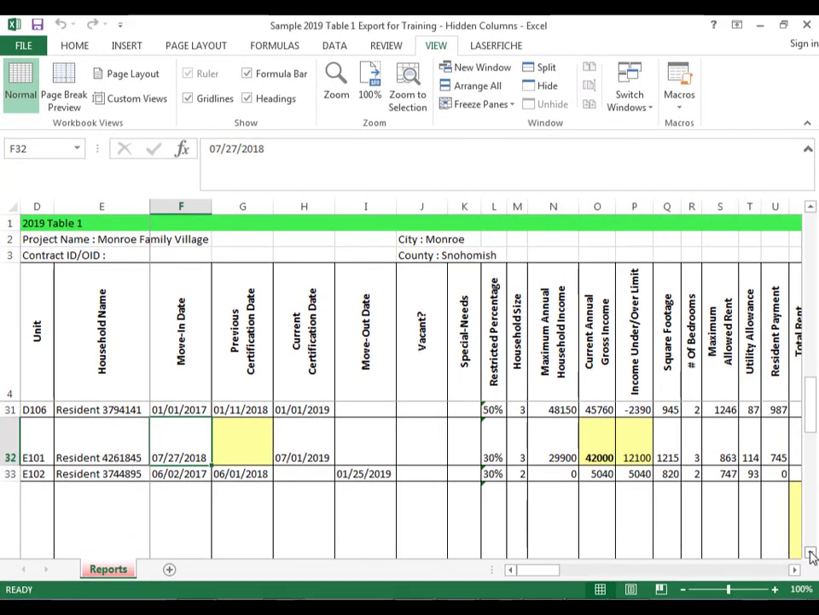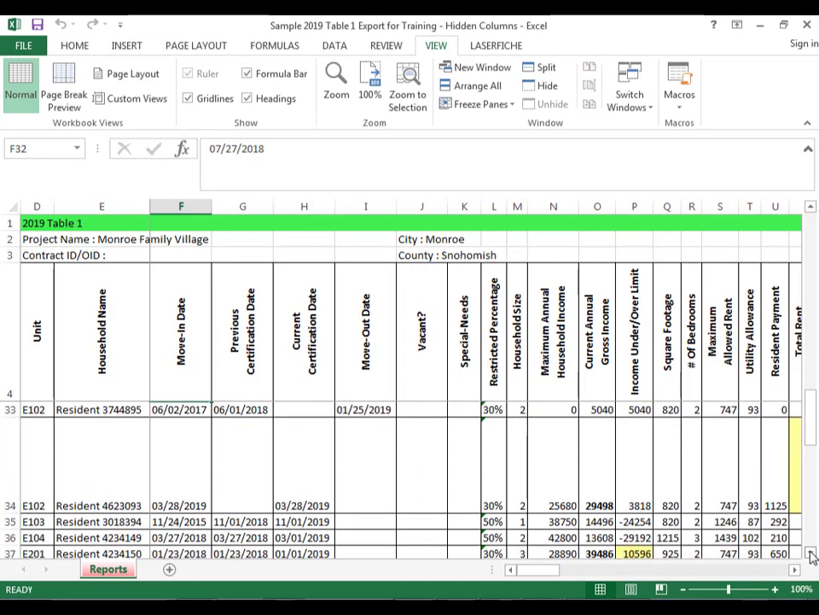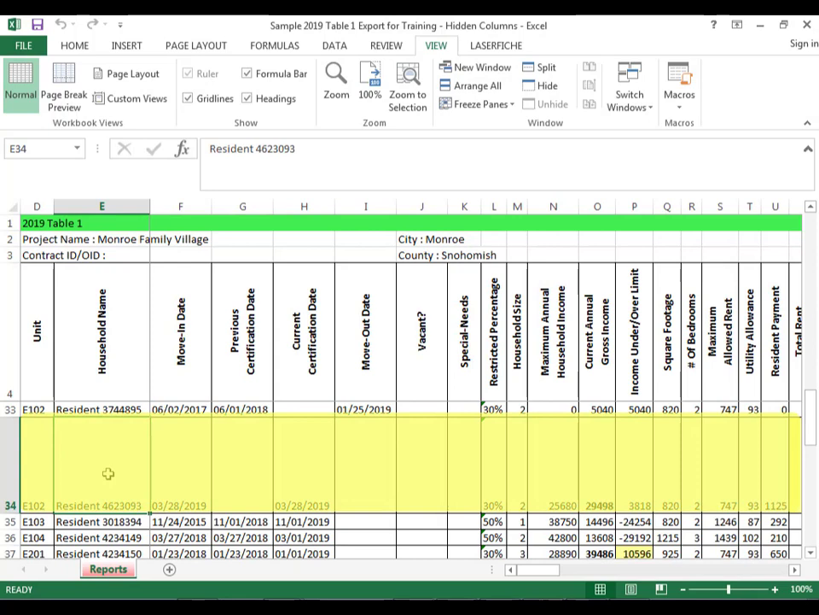I am going to move my screen up for better viewing. For those of you that printed the Excel export, you will notice that we are moving to the second page of resident unit data, unit E102, or at least on my print selection, that took me to my second page. So we're continuing with E102.